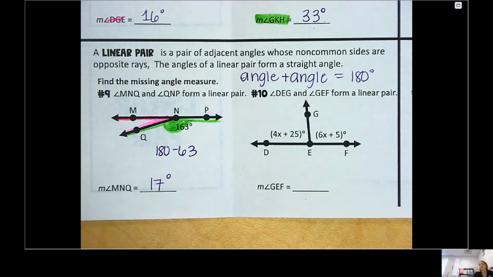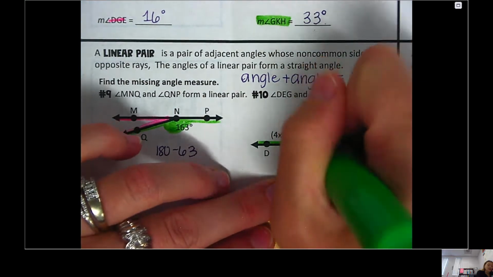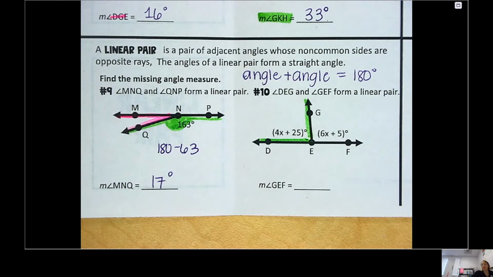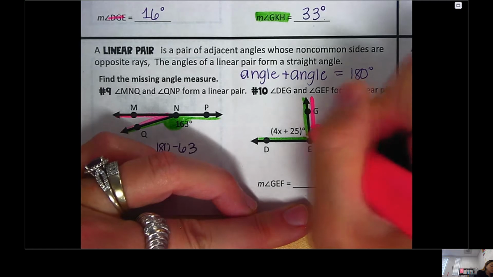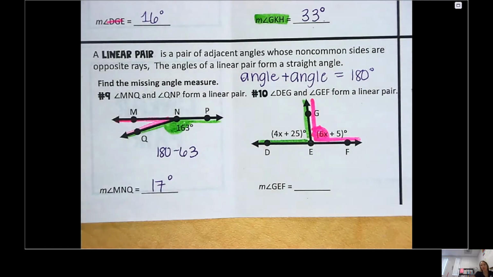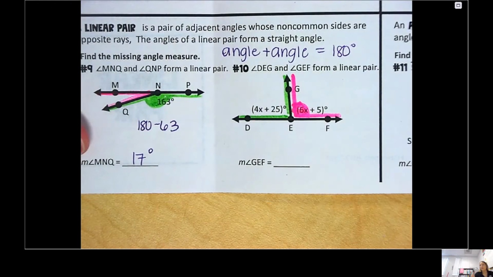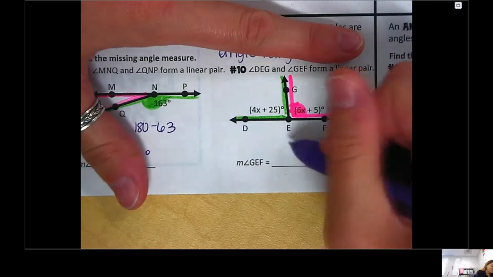It's not hard. Now, in number 10, it's the same setup, but I gave you equations. So it's just like what we did before. I have to add the 2 together, and then I'm going to set it equal to what a linear pair is, which is 180 degrees. So who can just give me the equation? What's my equation look like? Perfect.